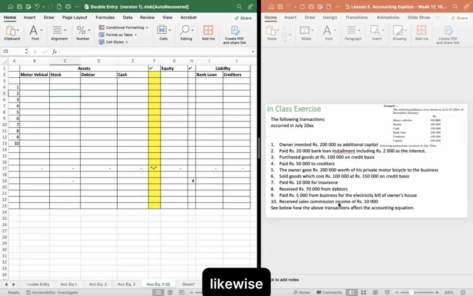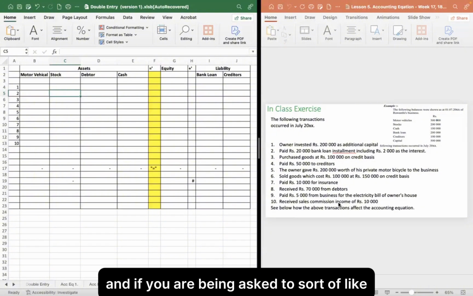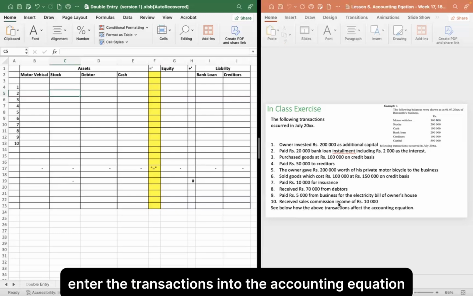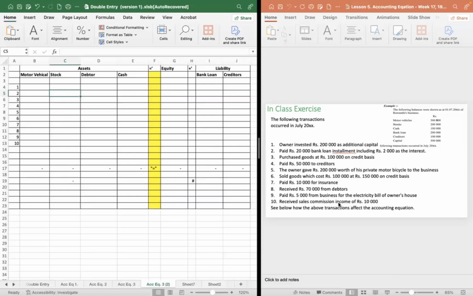Likewise, if you do not have the type of assets and liabilities in a question, and you are being asked to enter the transactions into the accounting equation, what you should do is identify the type of assets.